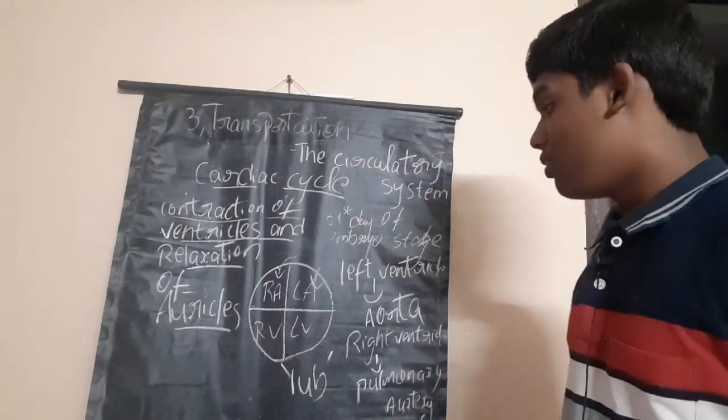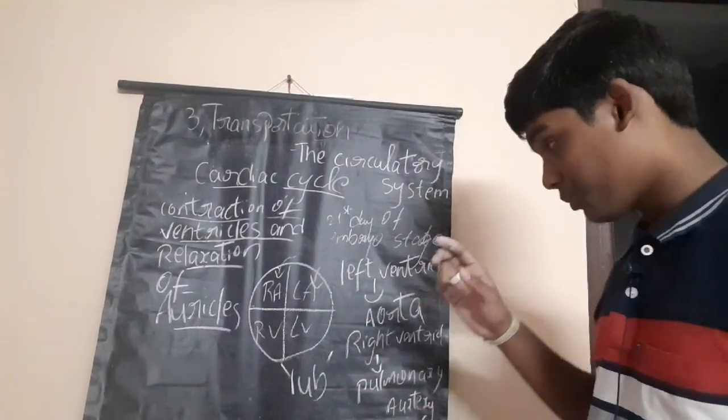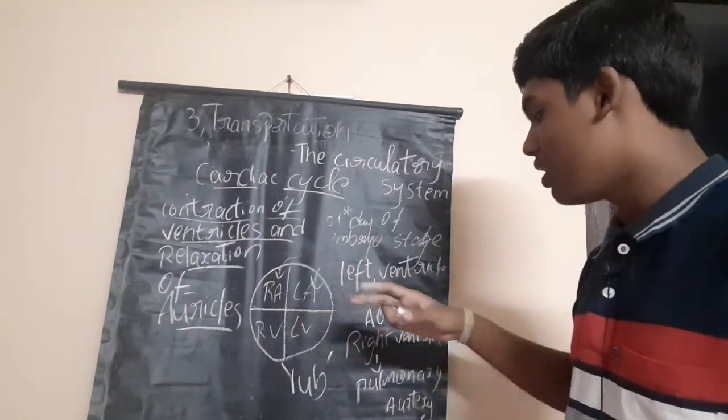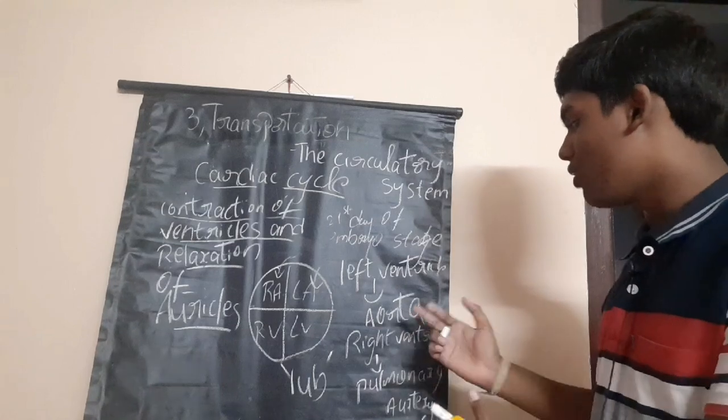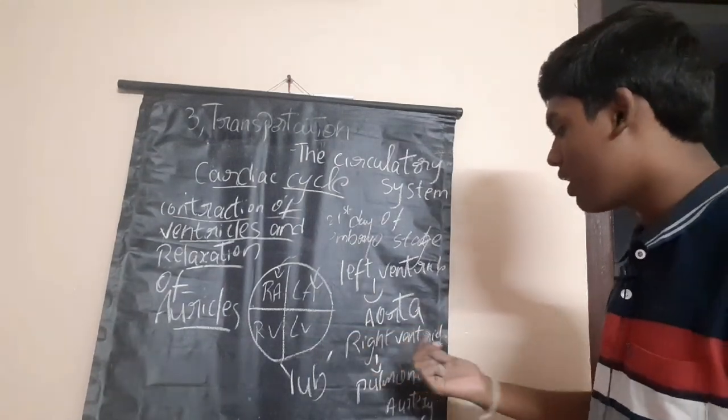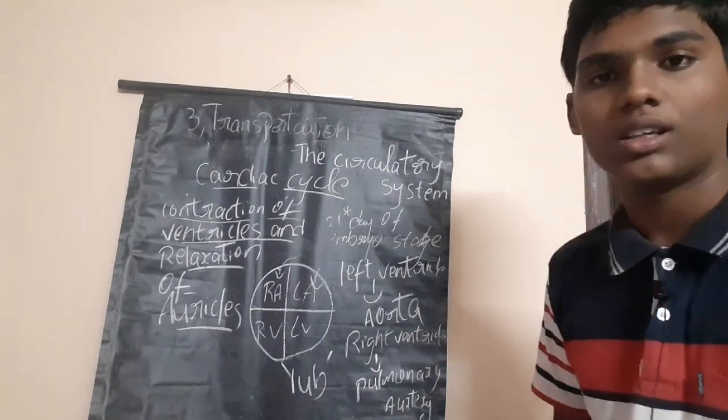Now, because the blood does not travel to the auricles, they transport the blood from the left ventricle to the aorta and from the right ventricle to the pulmonary artery.